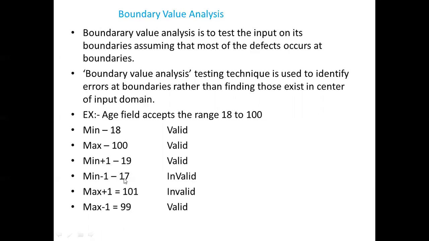Let's talk about invalid. It is minimum minus 1. Below 18 is called invalid, and after 100, so 101 here. So you need to understand that we talk about just one value ahead or before. After 100 everything is invalid, and below 18 also everything is invalid. But we are not taking all the values, we are just focusing on the boundaries. So 18 and 100 are called on boundary values.